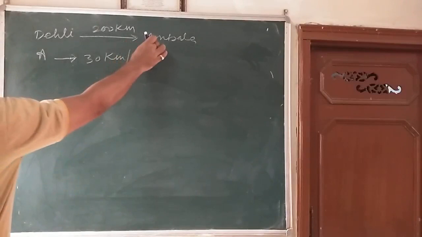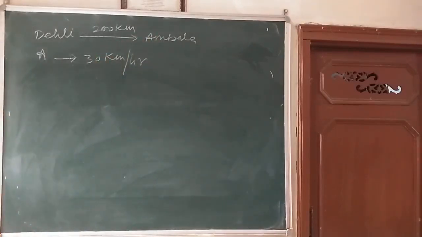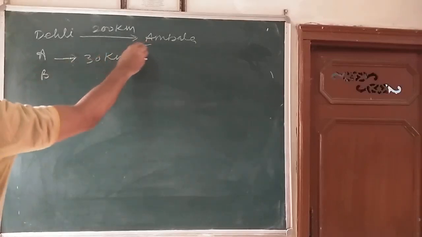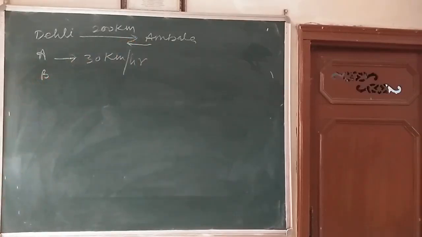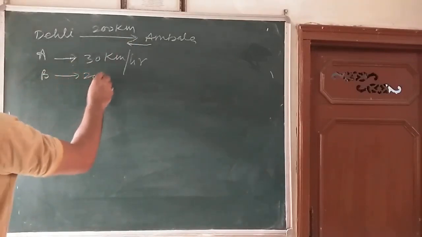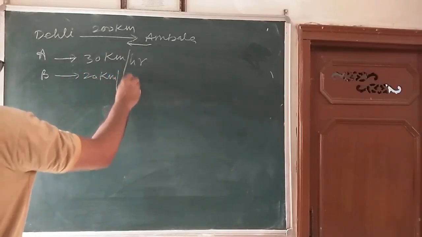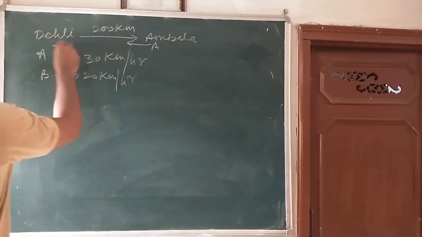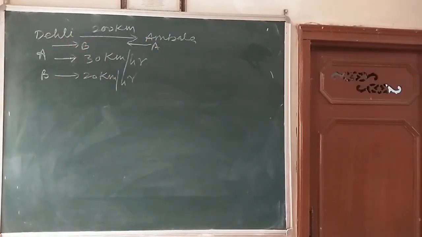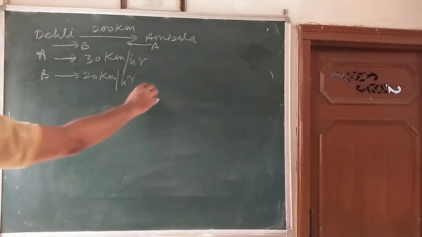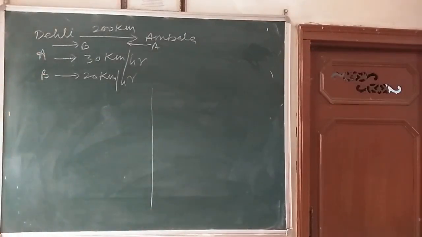एक व्यक्ति ए यहां से रवाना होता है विद 30 किलोमीटर पर आवर और बी सेट्स आउट एट द सेम टाइम फ्रॉम द दिल्ली एट ए स्पीड ऑफ 20 किलोमीटर पर आवर। यहां से ए आ रहा है और यहां से बी आ रहा है। When they will meet each other, we can solve this equation by two methods.